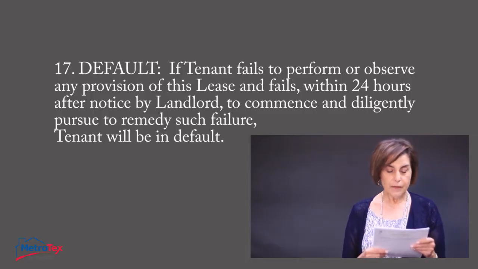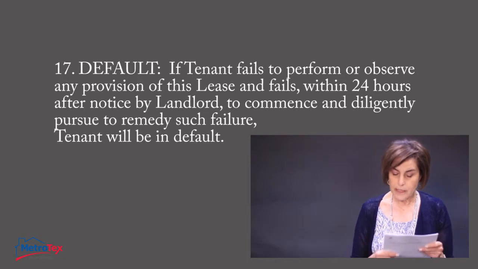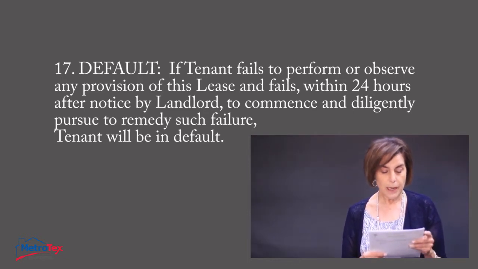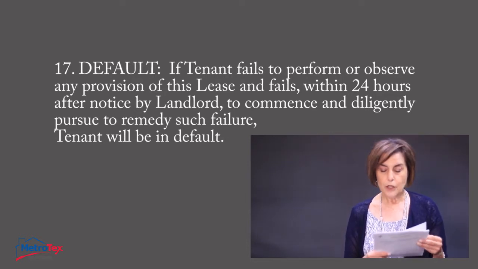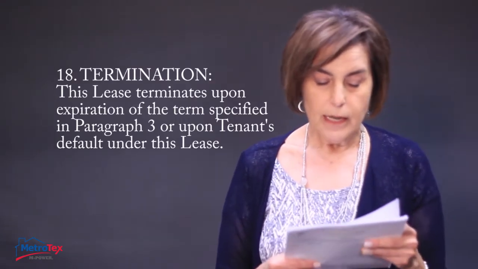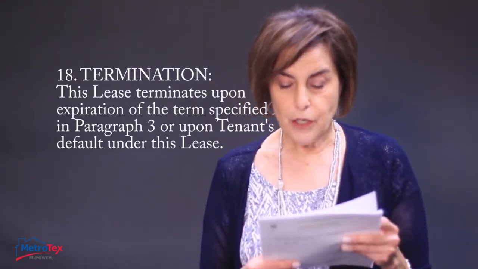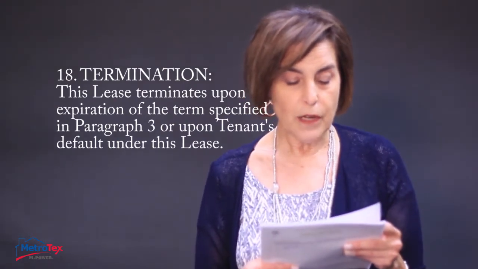17, default. If tenant fails to perform or observe any provisions of this lease and fails within 24 hours after notice by landlord to commence and diligently pursue to remedy such failure, tenant will be in default. 18, termination. This lease terminates upon expiration of the term specified in paragraph 3 or upon tenant's default under this lease. A lot of people have come, say, from apartments or a rental situation where once the lease runs out, it turns into a month-to-month situation. So a lot of us are very familiar with that. What this lease is saying is that when this lease is over, the termination date that we already established, it's over.